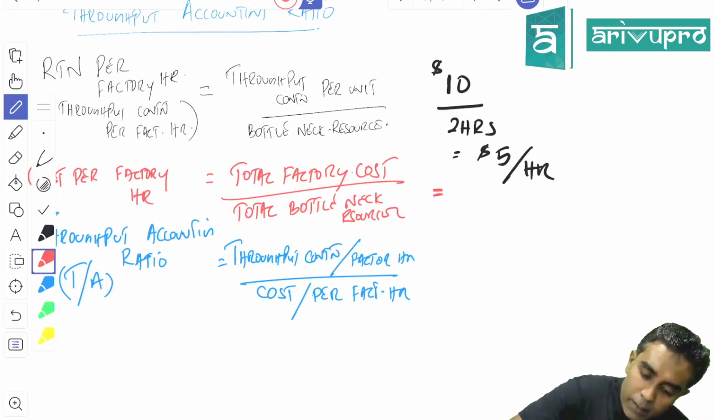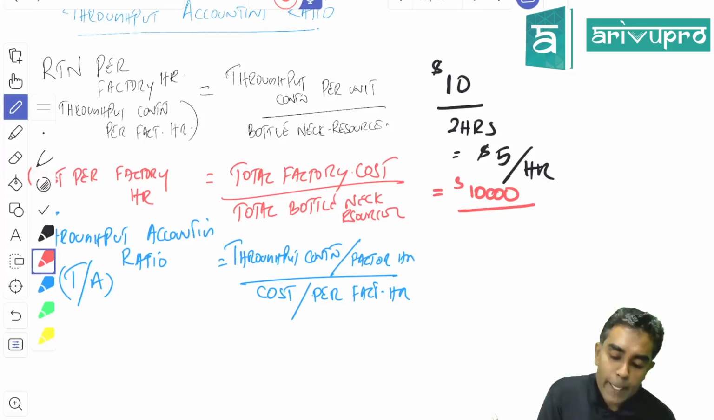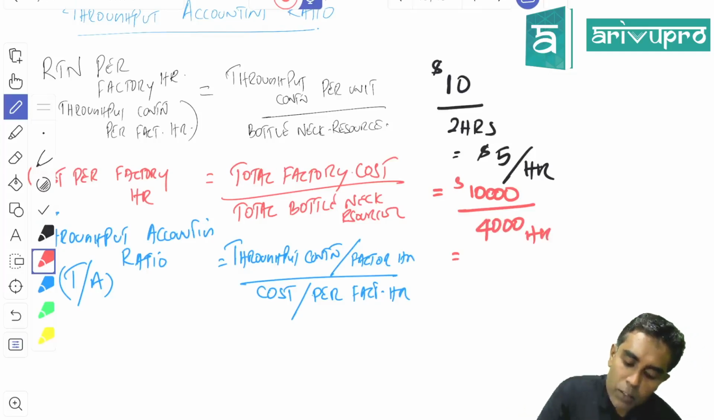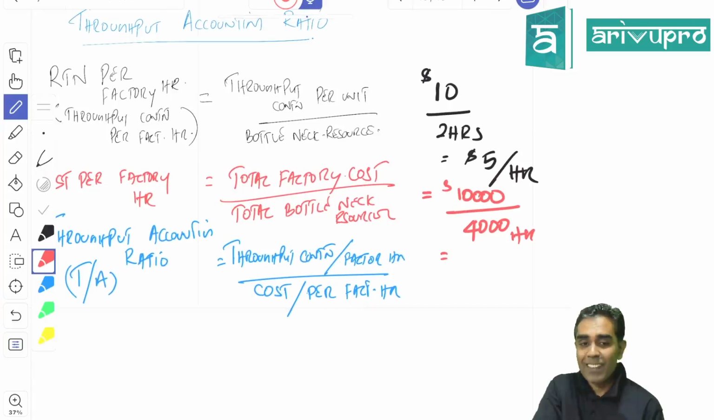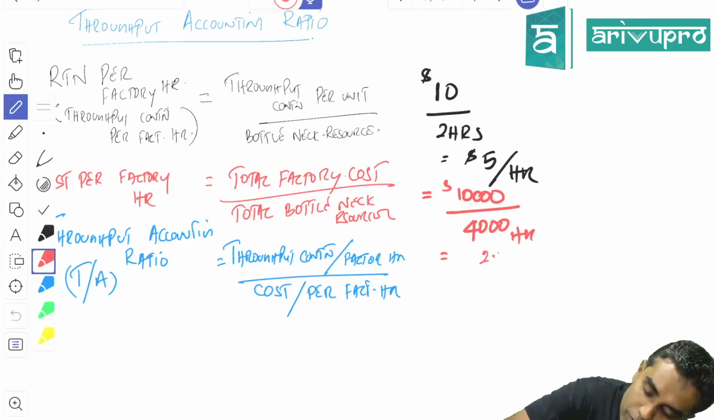Now you calculate the second one. Total factory cost, let's say $10,000. Total bottleneck resources, let's say 4,000 hours. Now, what is the factory cost per hour, the cost per factory hour? How much? $2.5 for every 1 hour.